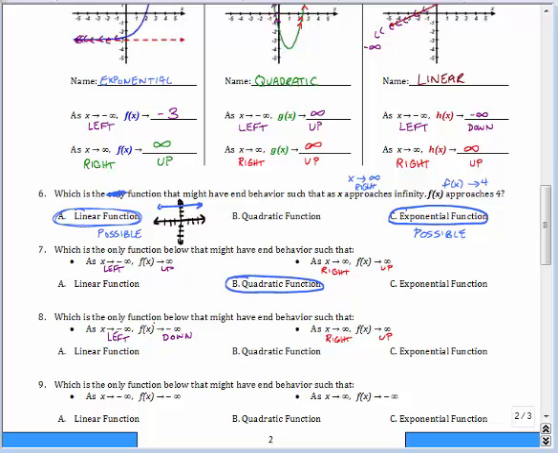Now the only one that switches infinities, if you look at the examples we had up here, is the last one. This one goes to negative infinity, and then on the other side it goes to positive infinity. Because it switches like this, the most likely case for this one is going to be linear.